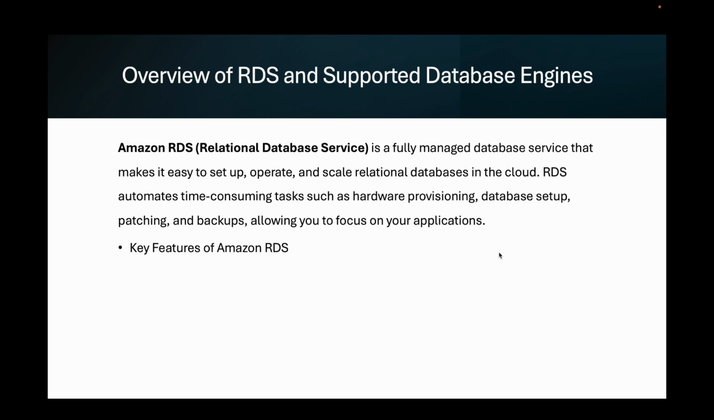Some of the key features of Amazon RDS include managed service. AWS manages routine tasks such as backups, software patching, monitoring, and scaling. Automated backups. RDS allows you to enable automatic backups as well as create manual snapshots of your database. Multi-AZ deployments. RDS supports automatic failover to a standby instance in a different availability zone, improving database availability. Read replicas. RDS allows you to create read replicas for performance and scalability.